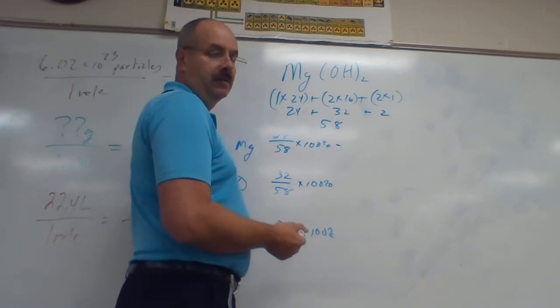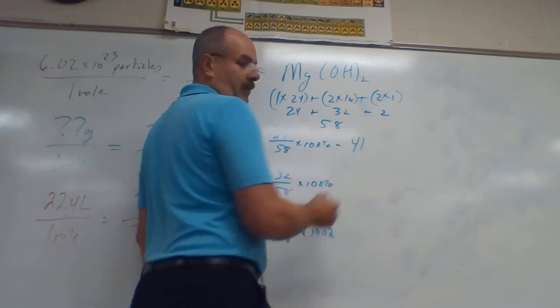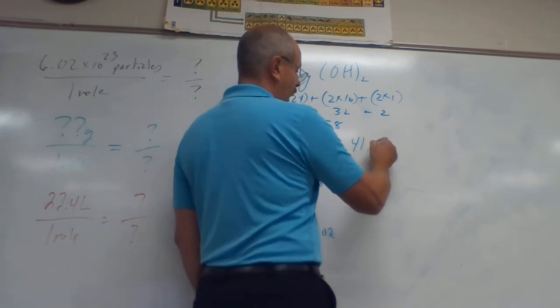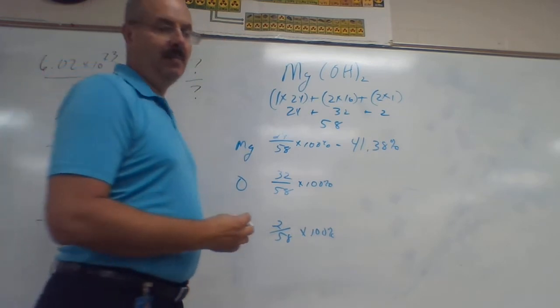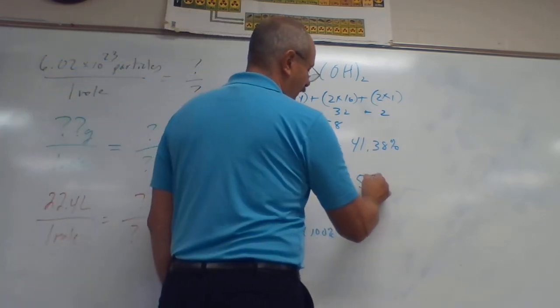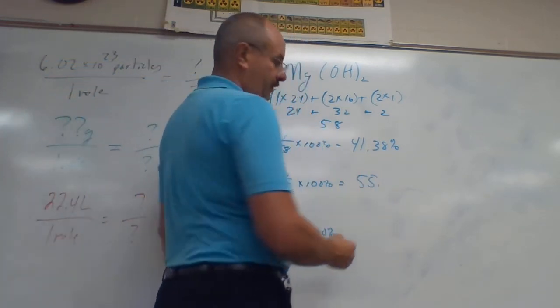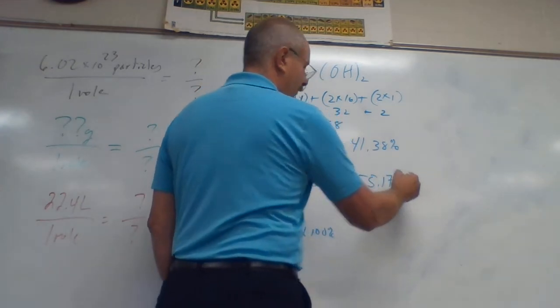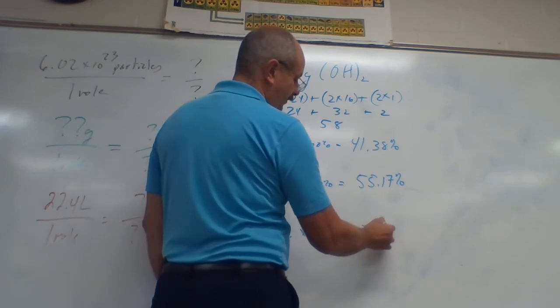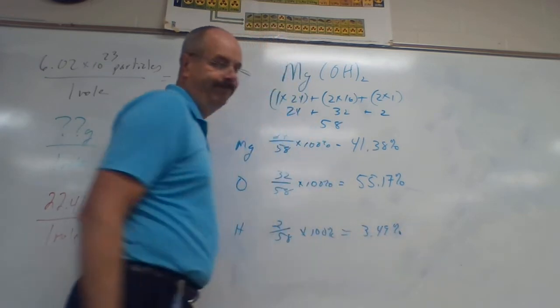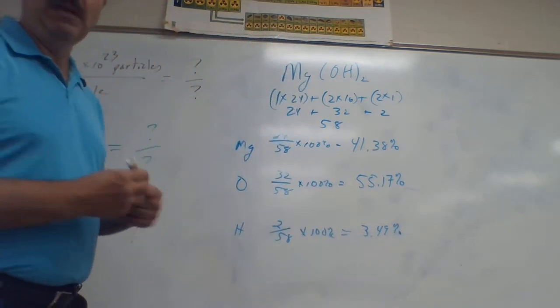Okay. So multiply these guys out. This one is 41.38%. The oxygen, he supplies a big part, 55.17%. And hydrogen supplies just a little bit. He supplies 3.49%. All right. And then the last question.